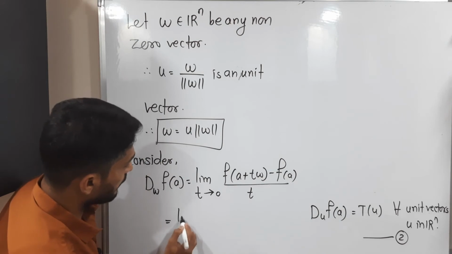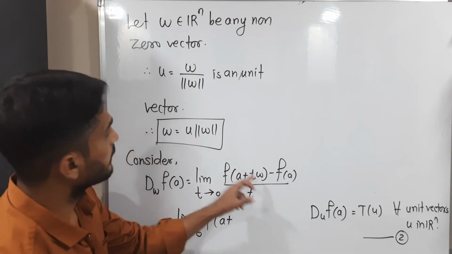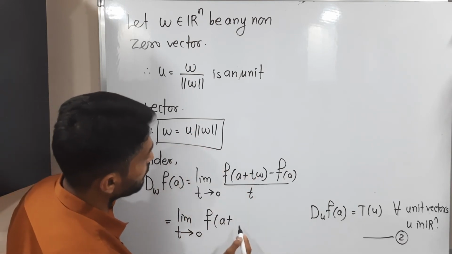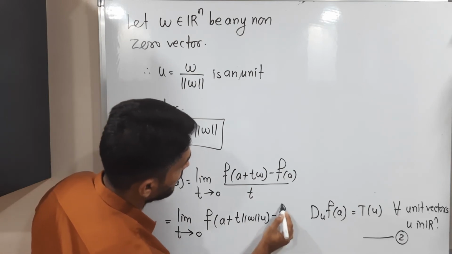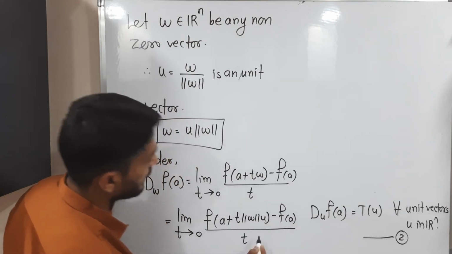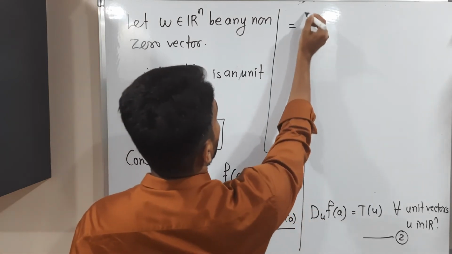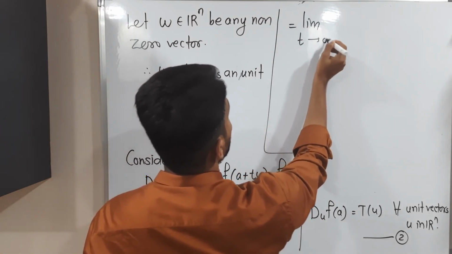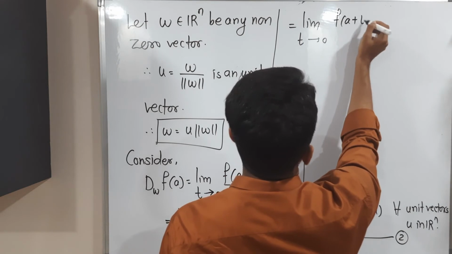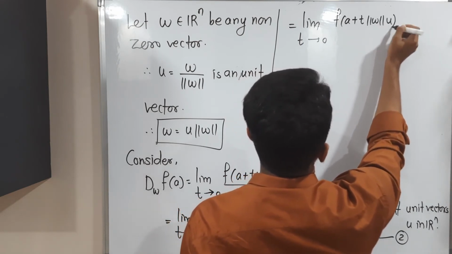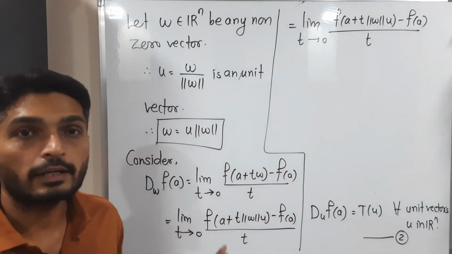So this is equal to, what will I do? Limit t tends to 0 of f of a plus, w means what? w means u norm w. So therefore f of a plus t norm w u minus f of a divided by t. This is equal to limit t tends to 0, I will copy the same here, f of a plus t norm w u minus f of a divided by t. Same thing I wrote.